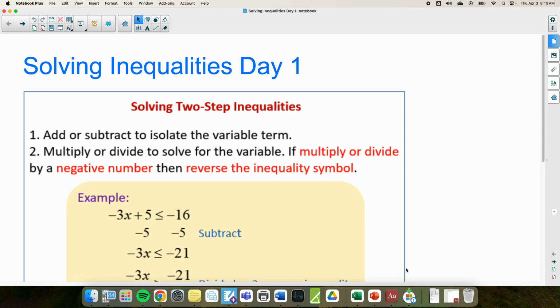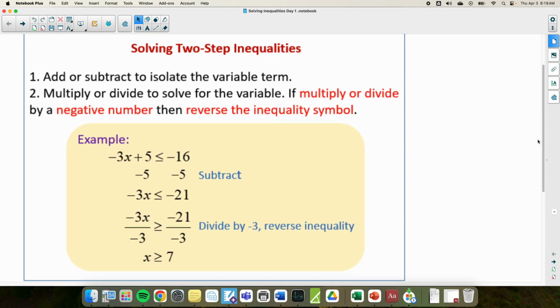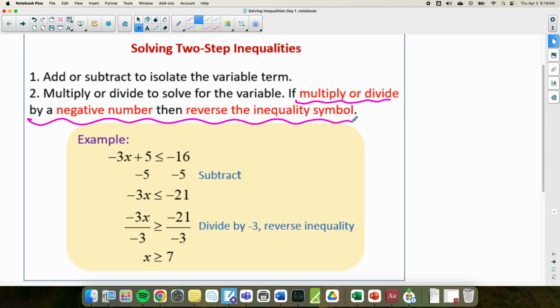All right. So when we solve an inequality, that just means that it's going to have a greater than, less than, greater than or equal to, or less than or equal to sign. And basically, you do it exactly how you would do it if it was an equal sign. But the difference is, and I think you've learned this in algebra, if you multiply or divide by a negative number, then you have to reverse the inequality sign, okay?